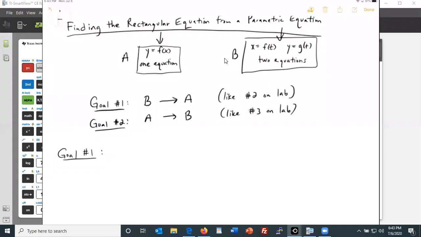All right, so what we're going to do, we're going to take that last example that I gave you because that's really easy to kind of understand how this works. All right, and we'll see how it goes. All right, so goal number 1. So to convert B to A.